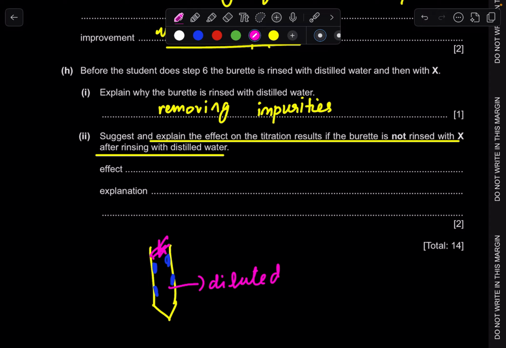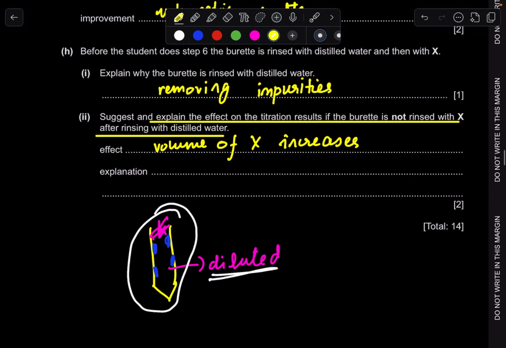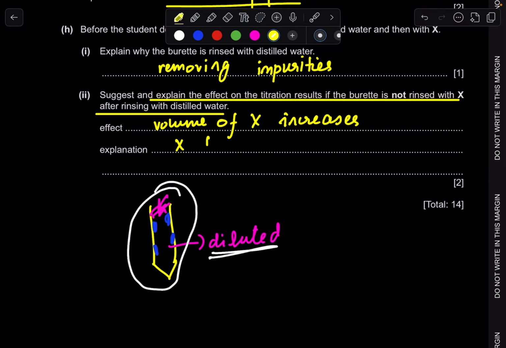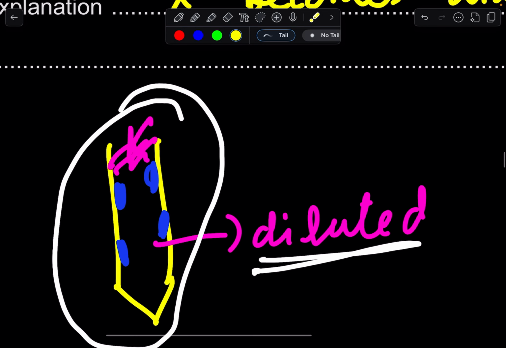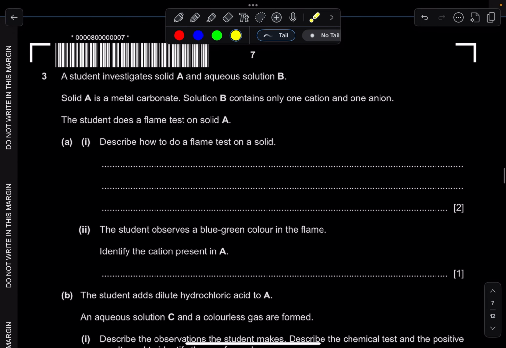So the effect is that the volume of X is going to increase. Why? Because now it has become dilute, so you're going to require more of it. So you're going to say the volume of X used for titration increases, and the explanation is that X becomes diluted. Why does it become diluted? Because you've rinsed it with water, and now there are going to be some water particles over here, so you need to rinse it back with the solution X. Okay, I guess this is going to be tricky.